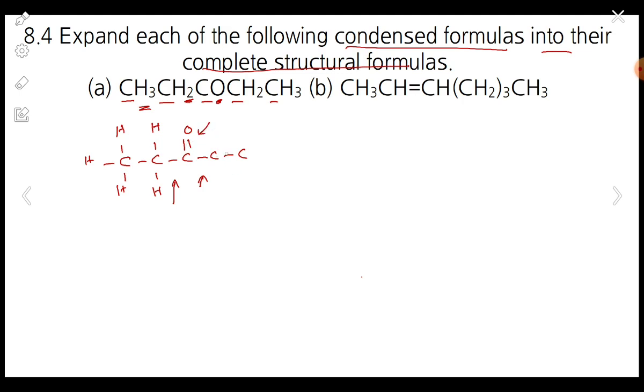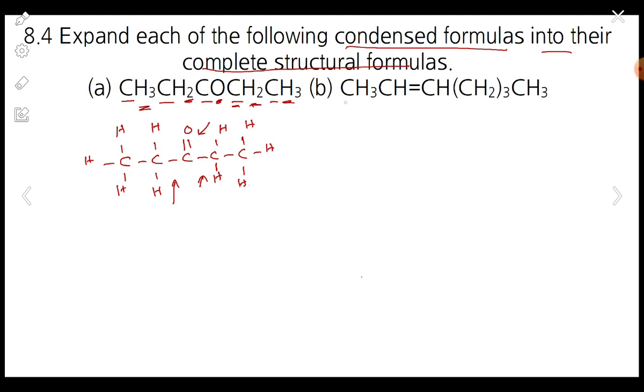After this we have a carbon and we have 2 hydrogen atoms here, 1 and 2, and at the right end we have 3 hydrogen atoms, right? 1, 2, 3. This is the complete structure. This is how you can write the complete structure for this compound. Let's go to the next question.